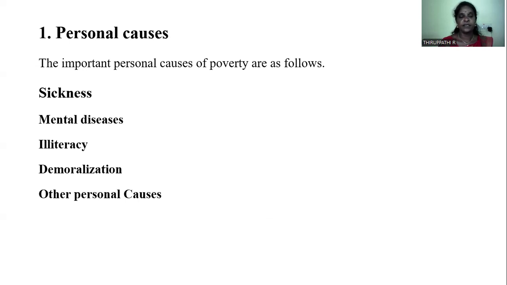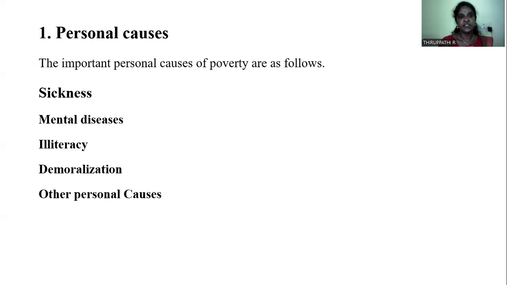The next is mental diseases. Due to mental diseases, a person becomes incapable of doing anything. This leads to decreased income and increased poverty. On the other hand, poverty increases mental disease. It is very difficult to maintain the balance of mind in a state of utter poverty.